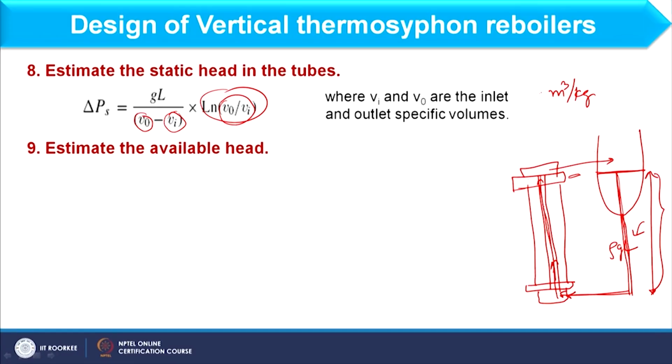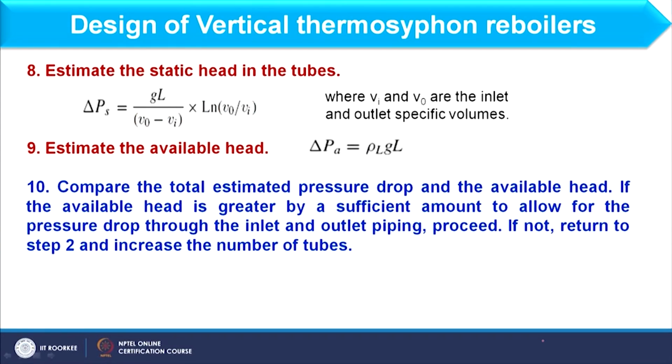So, if I know the length of the tube, I can simply find out the pressure drop in the distillation column side, and that will be rho L g H, which is rho L g L. Now we compare the total estimated pressure drop and the available head.